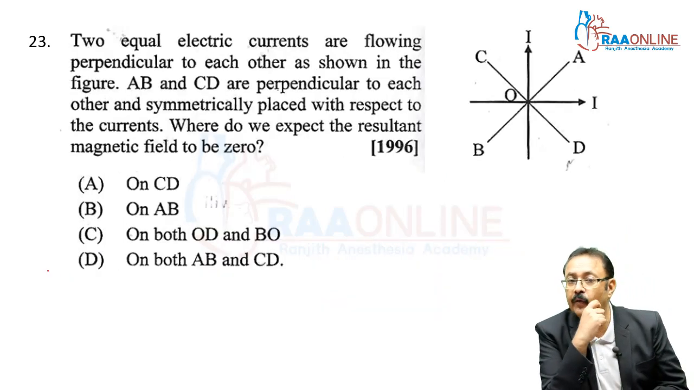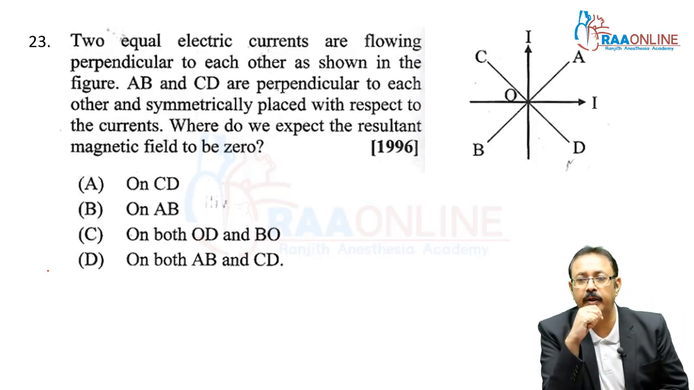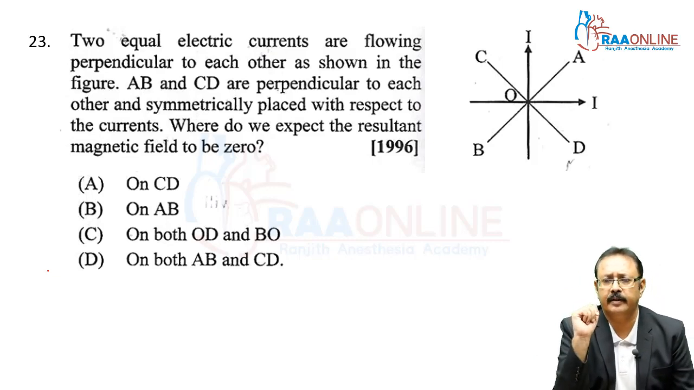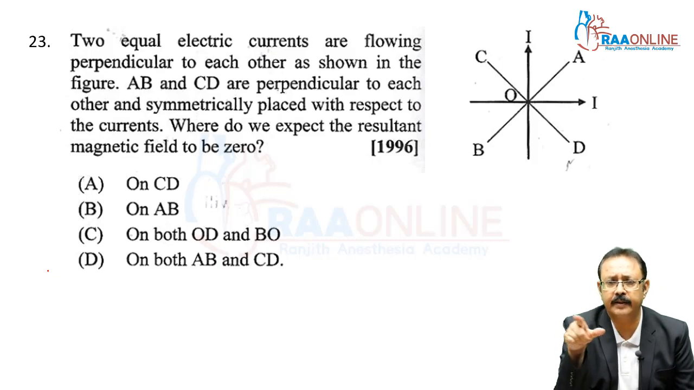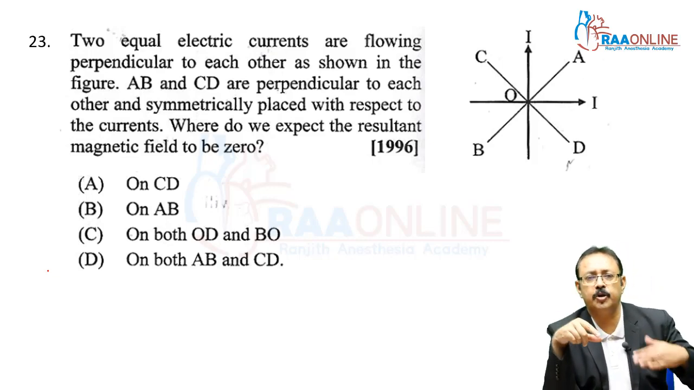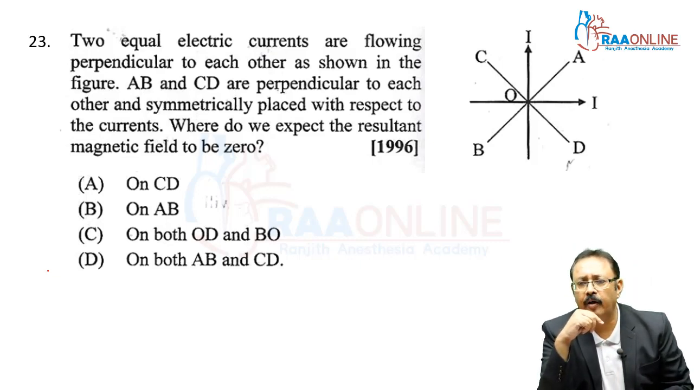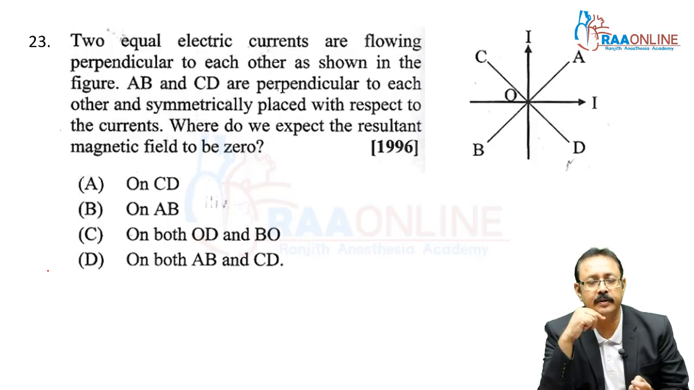23rd. Two equal electric currents are flowing perpendicular to each other, as shown in the figure, AB and CD. Where do we expect the resultant magnetic field to be 0? See, AB and CD both are bisectors. Means if you are assuming the horizontal direction as x-axis and vertical as y-axis, on AB and CD, points are equidistant from both the currents. All points are equidistant because they are on bisectors.